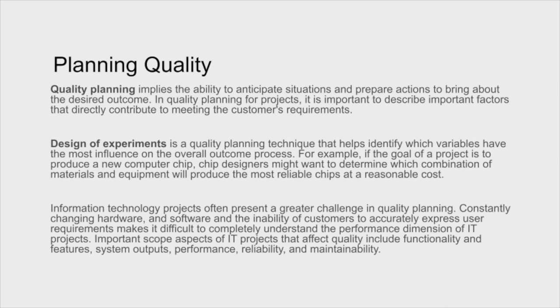One of the big challenges is information technology projects. If we think about quality planning and designing experiments for items, the problem with information technology, which is also its biggest advantage, is that it keeps changing. Because of this change, it creates a big challenge for quality planning, because the constant change factor makes quality planning very, very difficult.